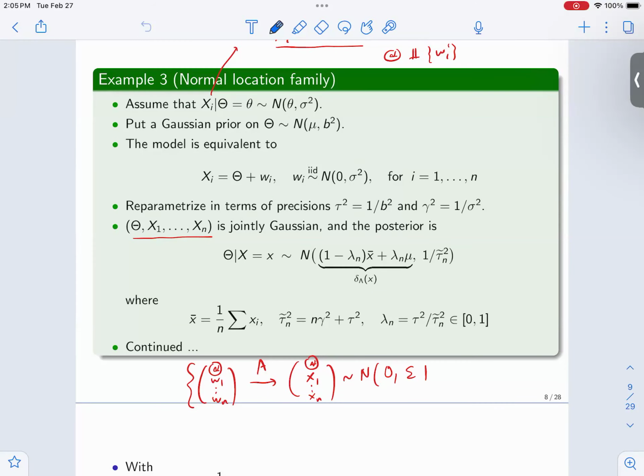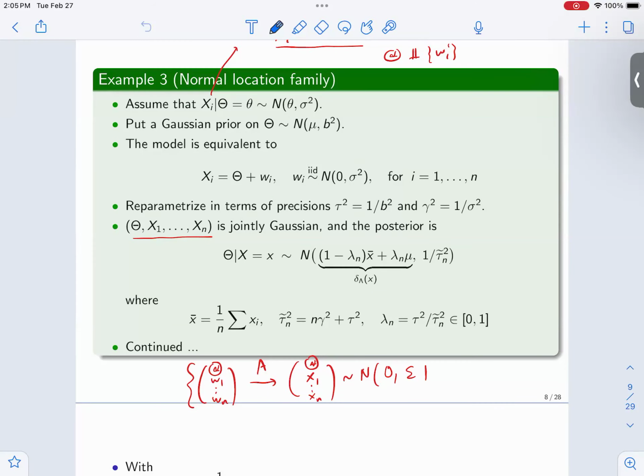So the joint is multivariate Gaussian, and then we have a mapping which is linear, which I'll let you figure out. It's straightforward to see that this vector is obtained from that vector by a linear mapping, and so it's going to be multivariate normal. It has a certain mean and a certain covariance structure. The mean is zero, and the covariance you can calculate. Once you have the covariance, you can calculate the posterior of this piece given the rest.